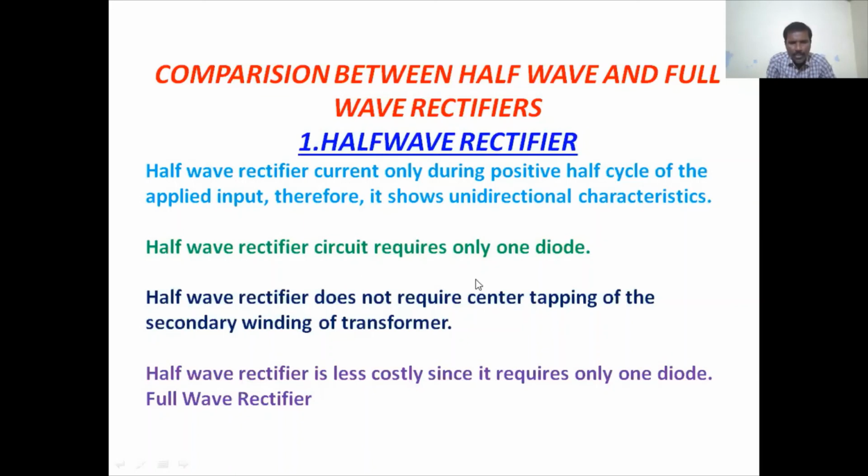A half wave rectifier circuit requires only one diode in the circuit diagram. So the circuit of a half wave rectifier consists of only one diode. A half wave rectifier does not require center tapping of the secondary winding of the transformer. It possesses only a step up or step down transformer. There is no center tapping of the secondary winding of the transformer.